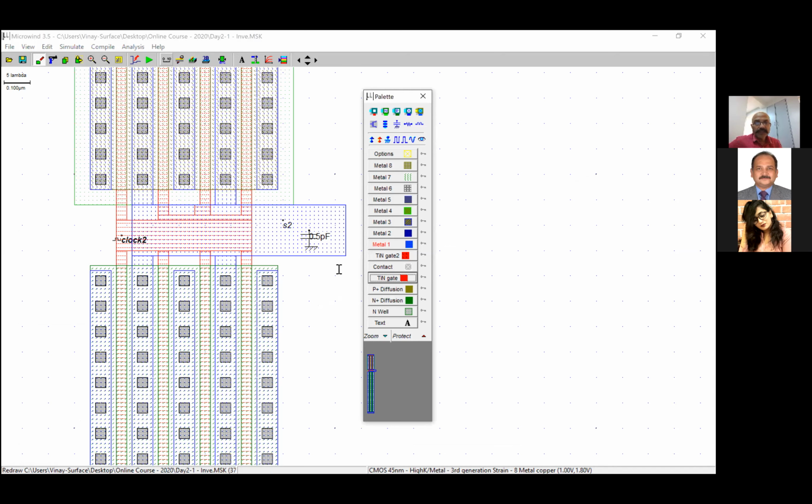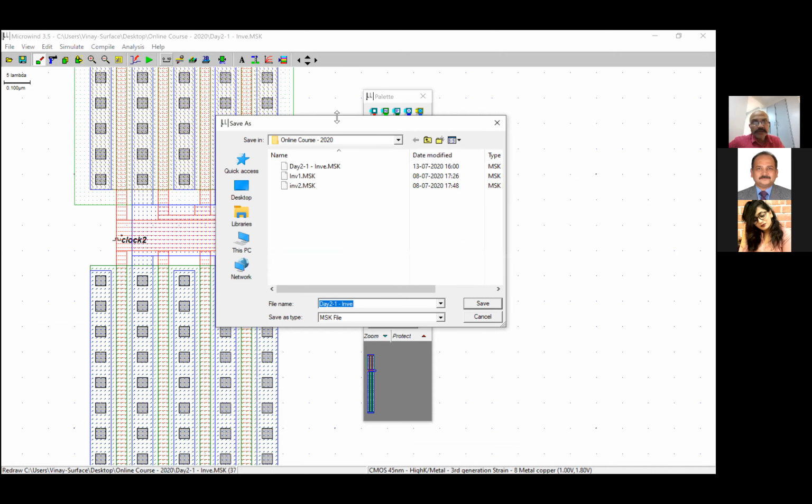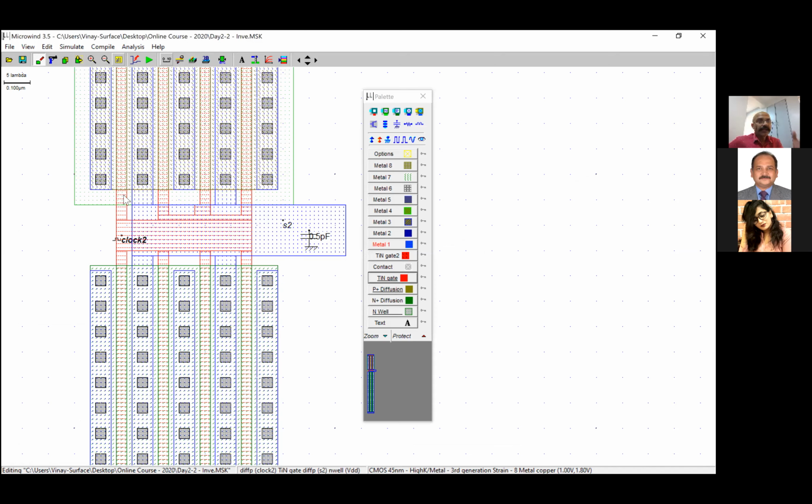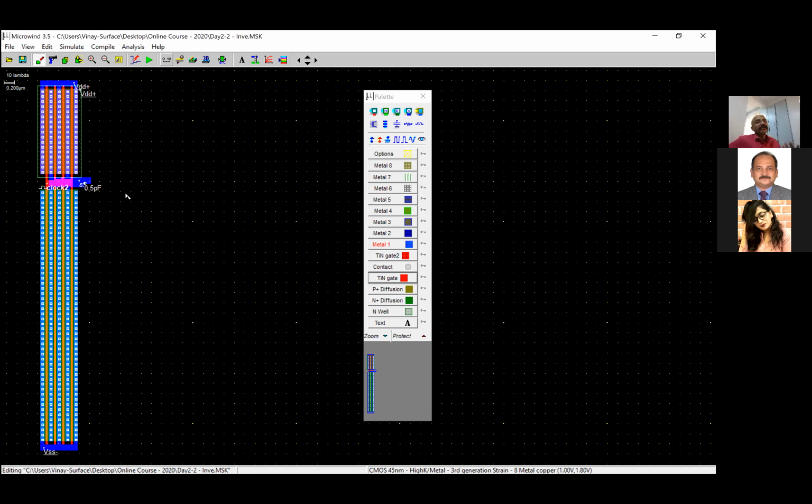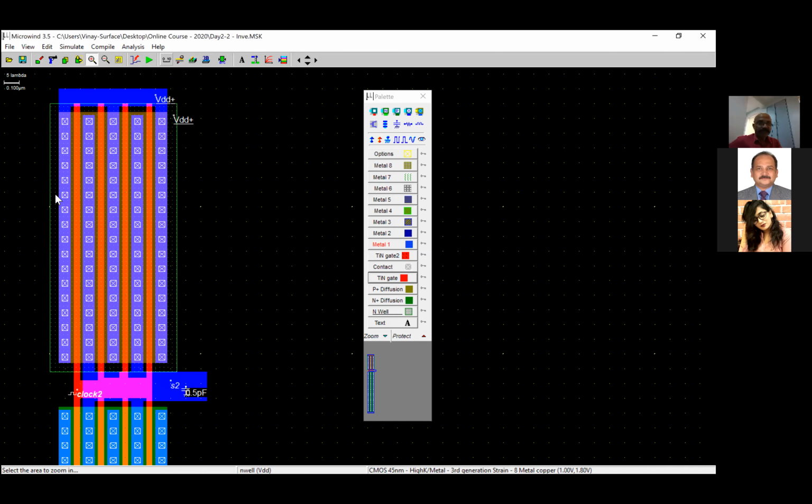I save this file and call it the second file. For a quick demonstration, there are two methods. Either I can increase the current of the NMOS, or I can decrease that of the PMOS. It's one and the same thing, okay? Anyone doubting that? Someone says, sir, they are not the same, you have to increase the NMOS only, not the PMOS. You can always doubt. So making the PMOS smaller again, I can just delete some part of the PMOS.